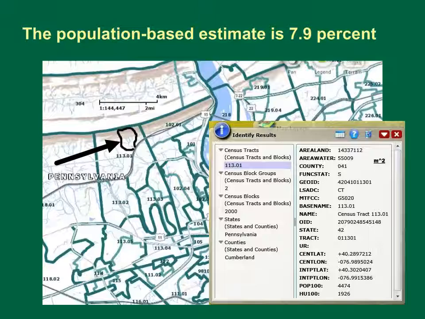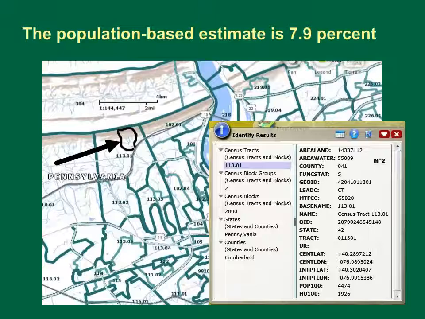The 2010 population is 4,474 people, so the population density is about 805 people per square mile. The population density regression equation yields an impervious fraction estimate of 0.079 or 7.9%. In this case, the population estimate for the study basin is an order of magnitude higher than the 2001 TIA value from StreamStats, which was 0.9%, because much of the basin is on the sparsely settled hill slope.